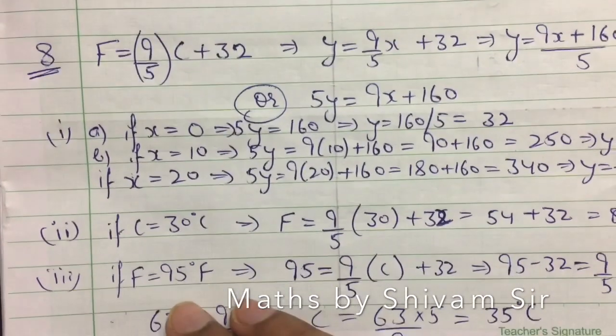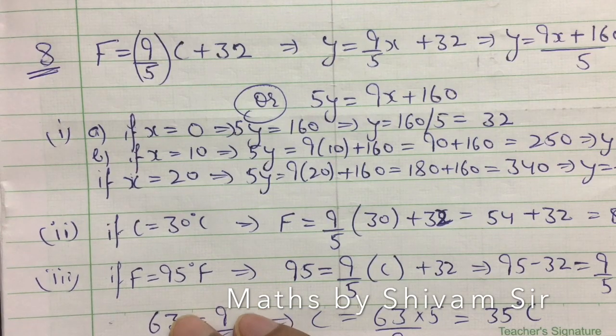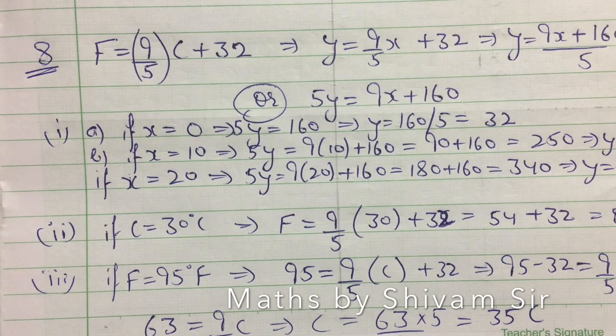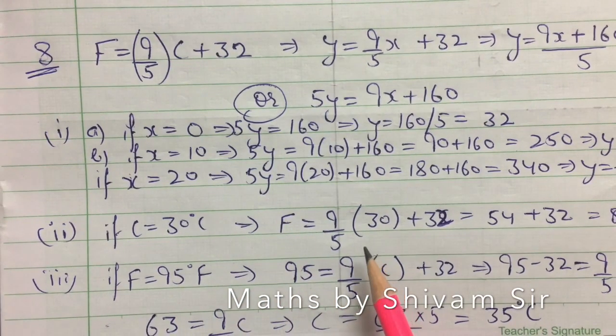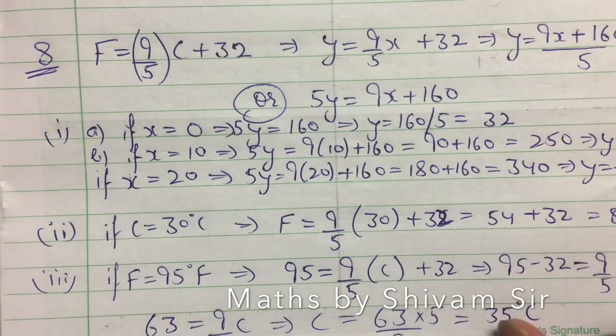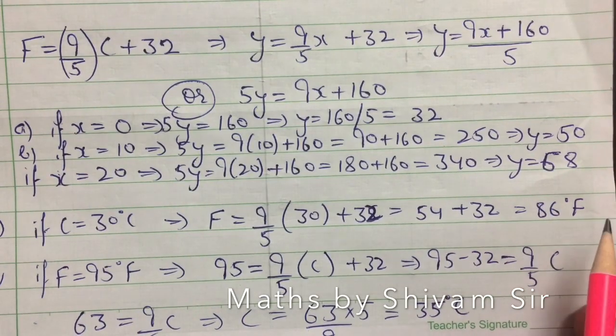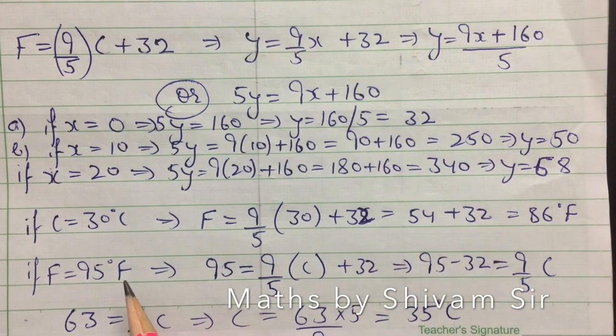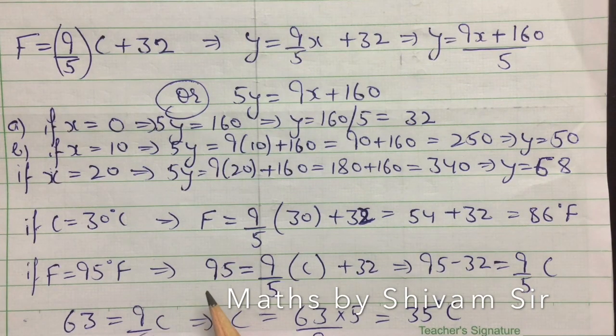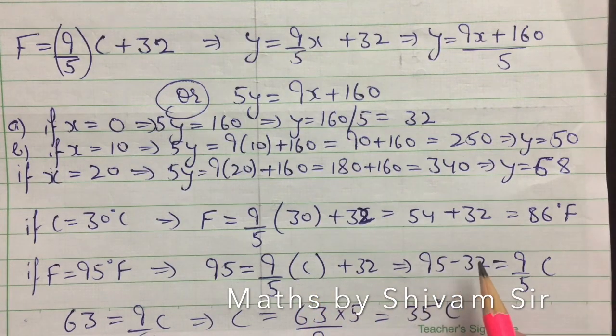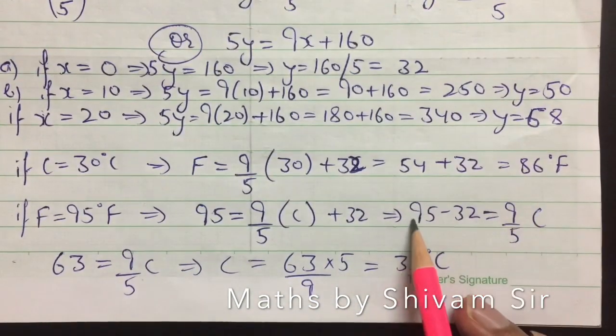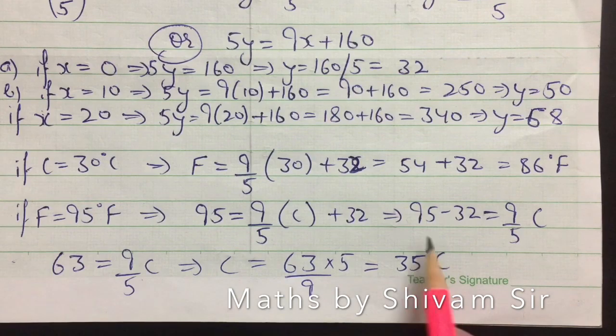Next part: if the temperature in Celsius is 30 degrees, find the temperature in Fahrenheit. So just put C is equal to 30 degrees and find out the value of F. It will be 86 degrees Fahrenheit. Next part: if the temperature is 95 degrees Fahrenheit, find the temperature in Celsius. So put F is equal to 95 and find the value of C. So C value will be 35 degrees Celsius.